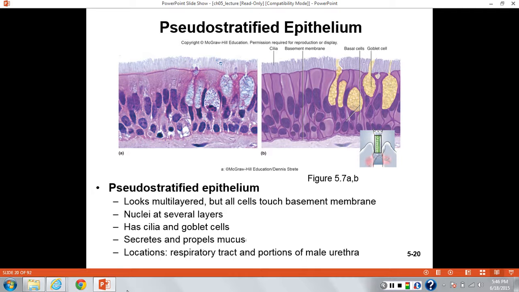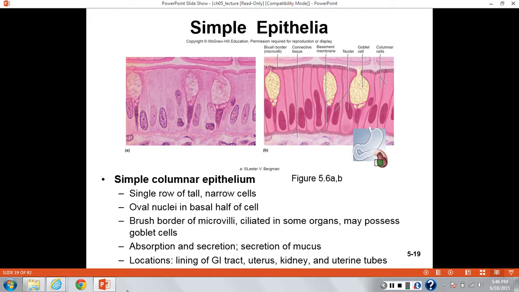Alright, pseudostratified. Pseudo means what? False. Where did this cross section come from? The lung. Do you see goblet cells there? Now we just saw two slides that had goblet cells. Right or wrong? This came from where?